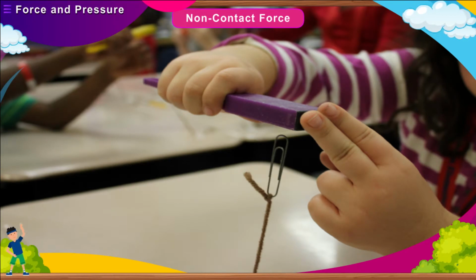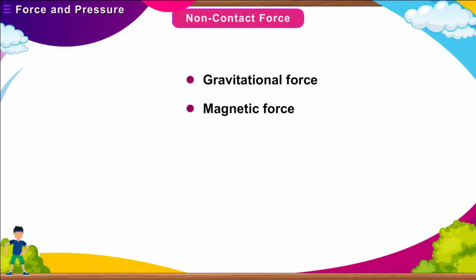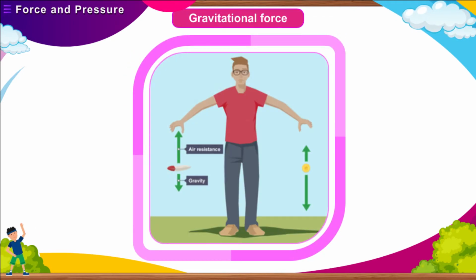Non-contact force. This type of force arises when objects are not in physical contact with each other. The force that acts on the objects from a distance is termed as non-contact force. Some non-contact forces are gravitational force, magnetic force, electrostatic force. Gravitational force. The force exerted by the earth on all objects is called gravitational force.